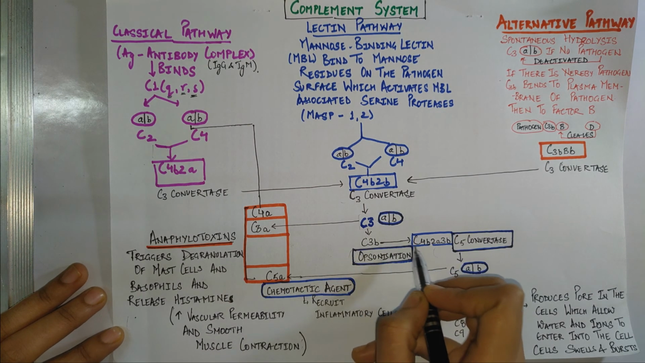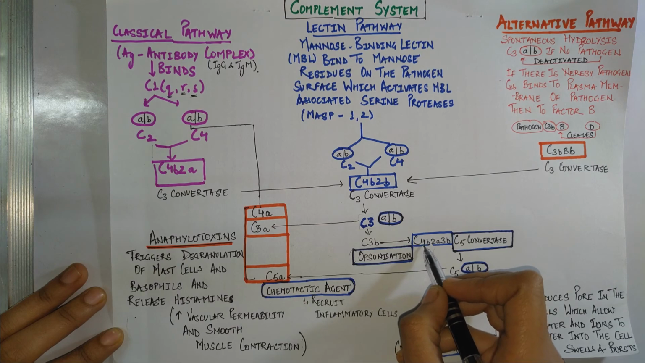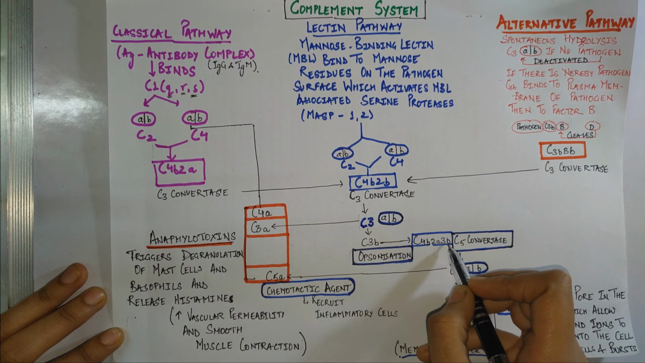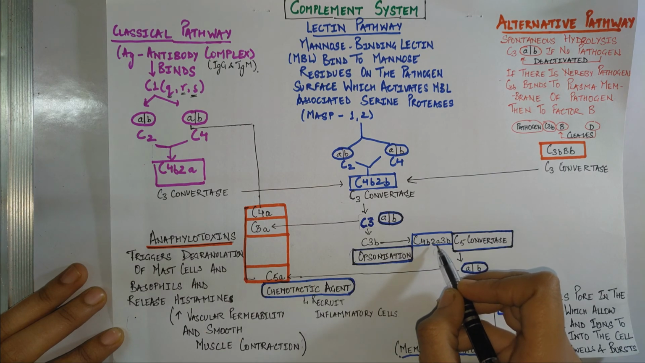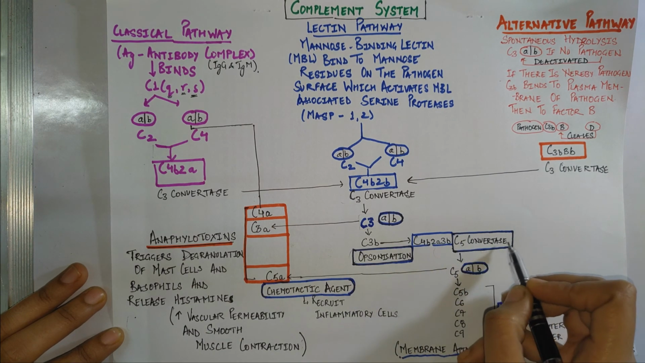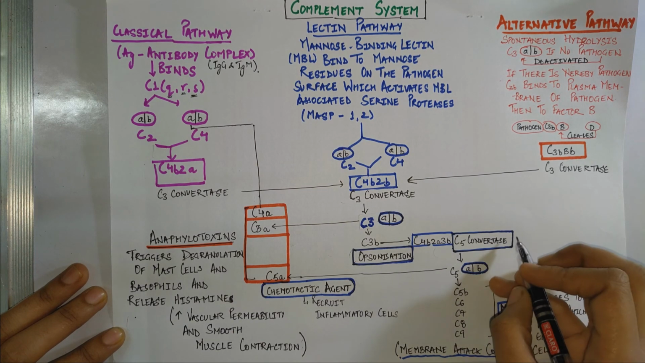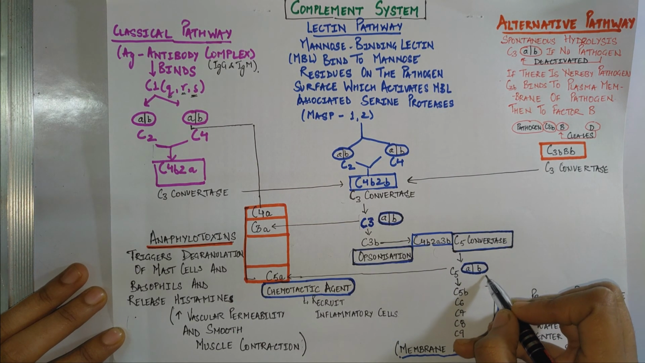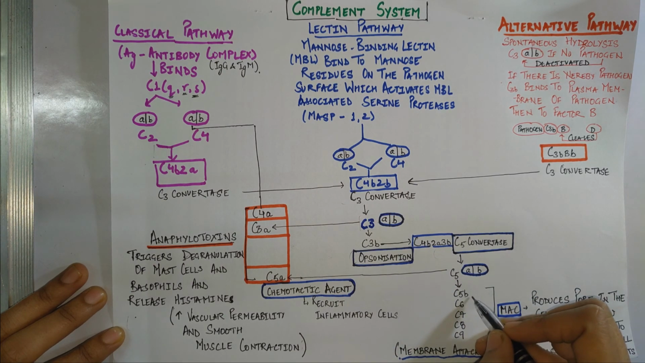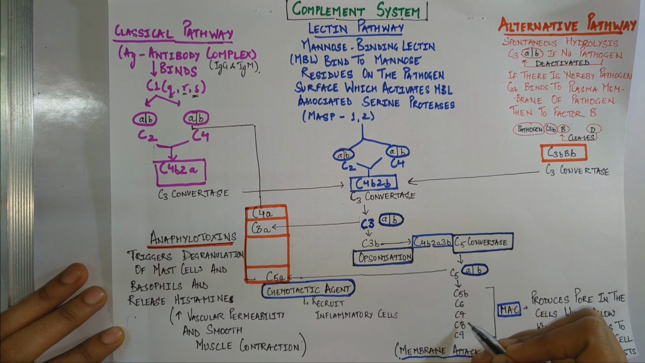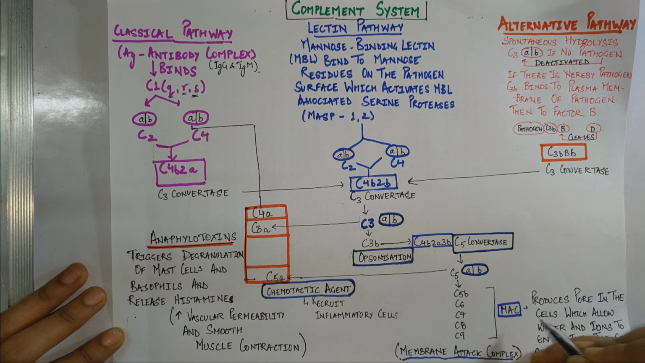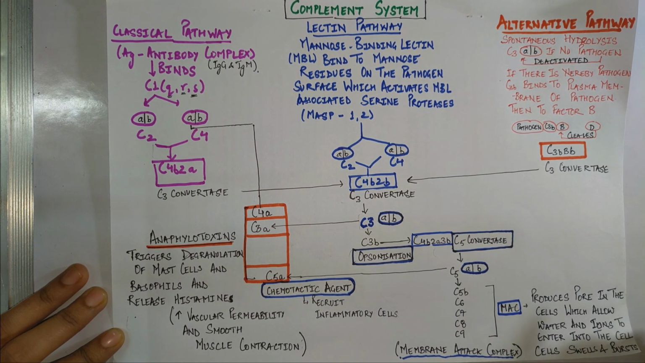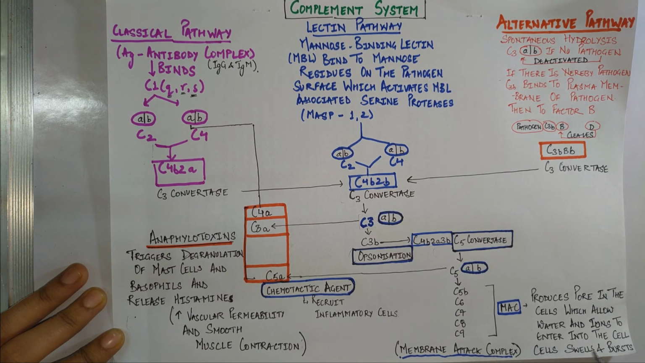And when C3b joins to C3 convertase, that is C4b and C2a, to form C4b2a3b, which is also known as C5 convertase, which cleaves C5 into A and B parts, from which C5b, C6, C7, C8 and C9 together form the membrane attack complex, which produces pores in the cells which allow water and ions to enter into the cells, which results in swelling of the cell and finally bursting.